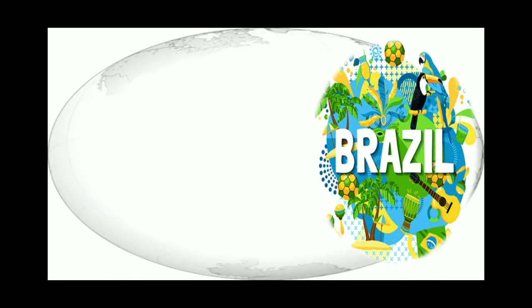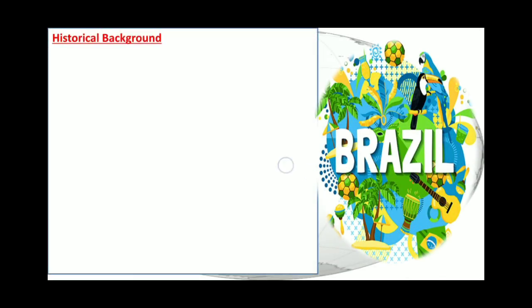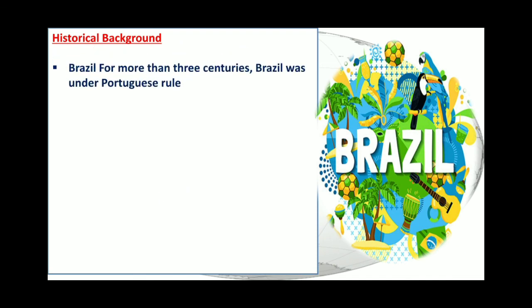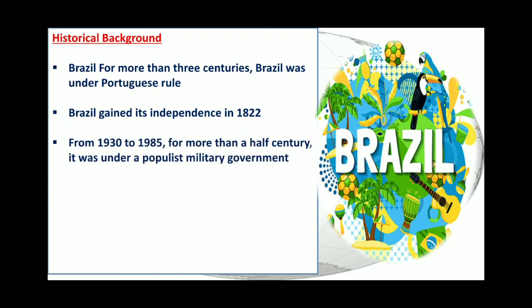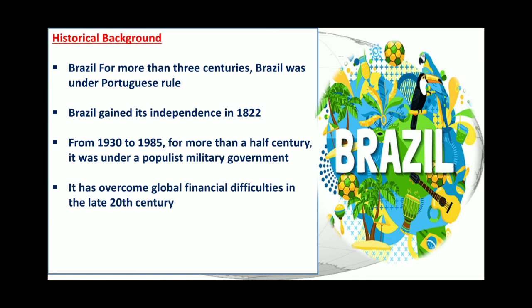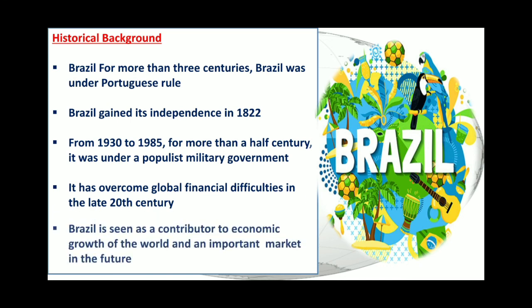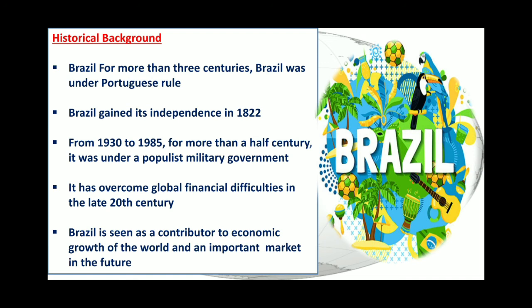Now the historical background of Brazil. For more than 3 centuries, Brazil was under Portuguese rule. Brazil gained its independence in 1822, and from 1930 to 1985, for more than half a century, it was under a populist military government. It has overcome global financial difficulties in the late 20th century. Brazil is seen as a contributor to economic growth of the world and an important market in the future.